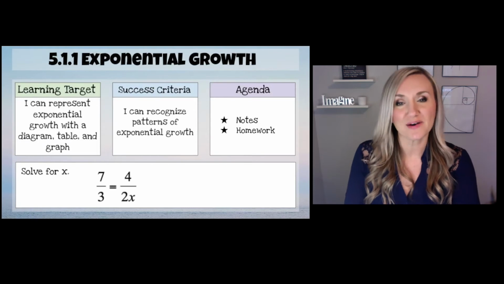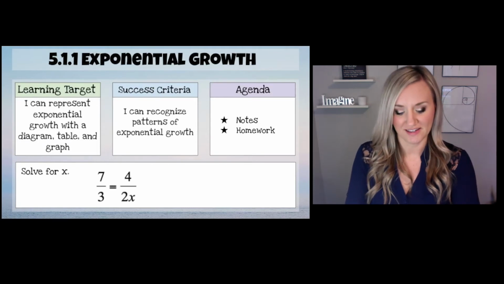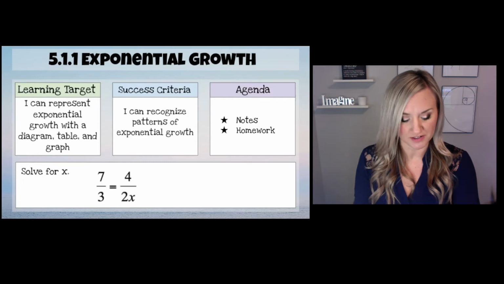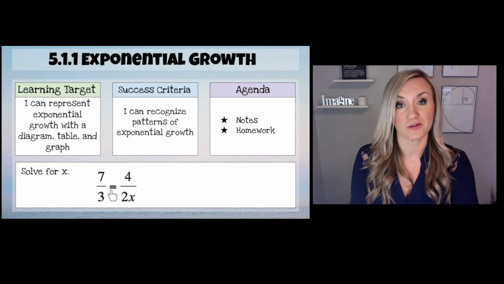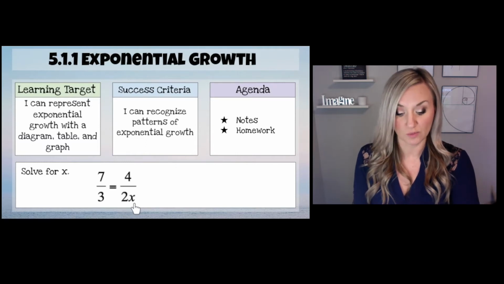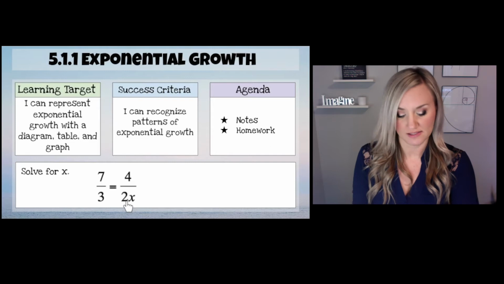All right, so let's go ahead and start with our opener for today. If you notice, we have a proportion. See here, we have two fractions that are equal to each other. Our variable is in the denominator of the second fraction. So we would like to get this variable by itself.